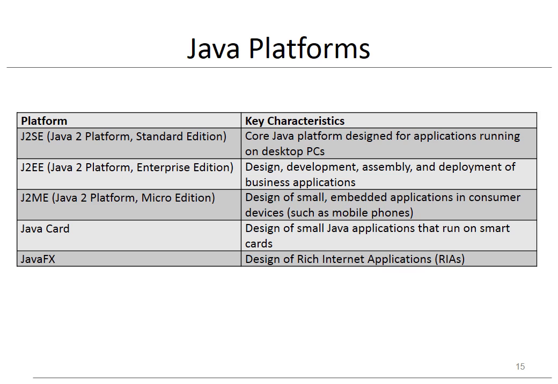A Java platform or edition consists of a Java runtime environment, JRE, with a specific set of libraries for a specific application environment. Here, you can see an overview of some common Java platforms. The J2SE platform is the core Java platform designed for applications typically running on desktop PCs. The J2EE focuses on business applications. J2ME targets embedded applications such as for mobile phones. Java Card focuses on smart card applications, and JavaFX supports rich internet applications.